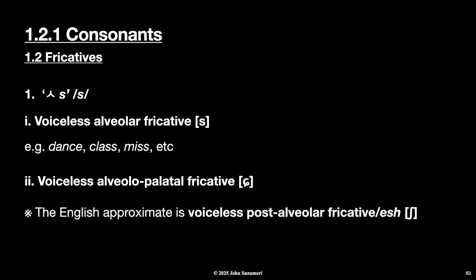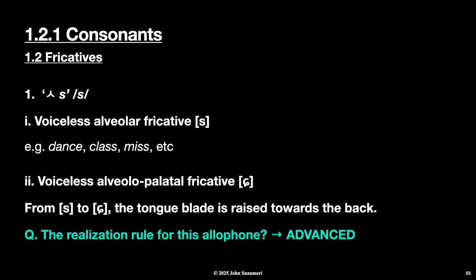Note that the English approximate is the voiceless post-alveolar fricative, also known as ash. You can hear this sound in English words such as shadow, shower, show, shuffle, etc. Meanwhile, there is a phonological rule that pertains to these 2 different realizations, and this will be discussed in the advanced section.